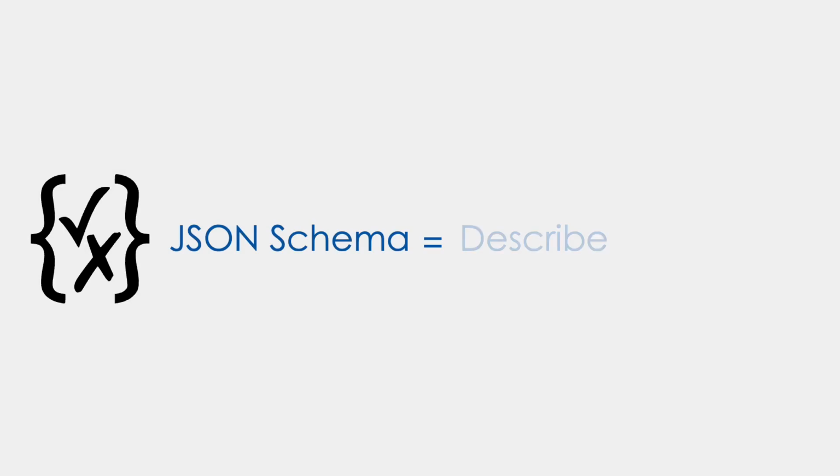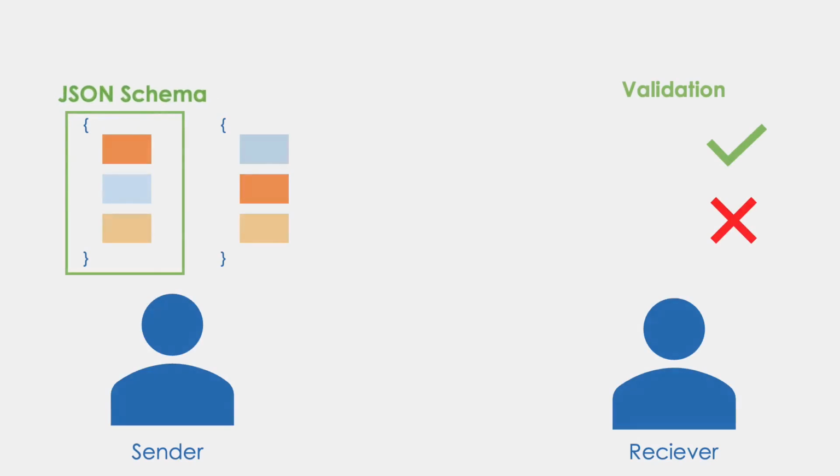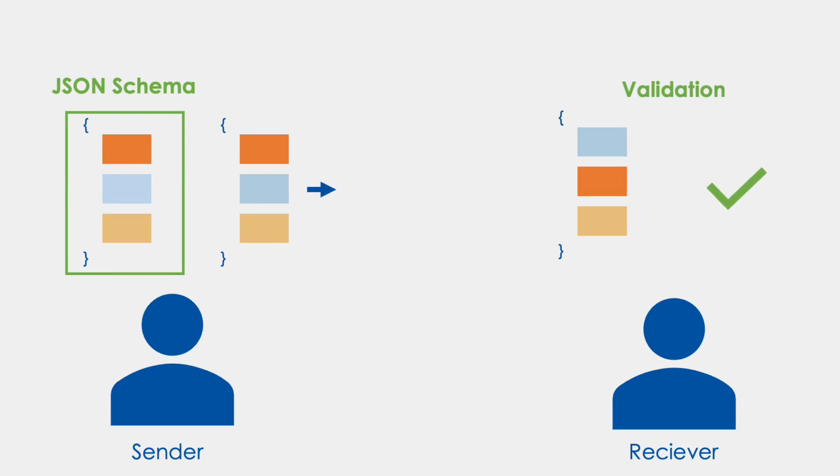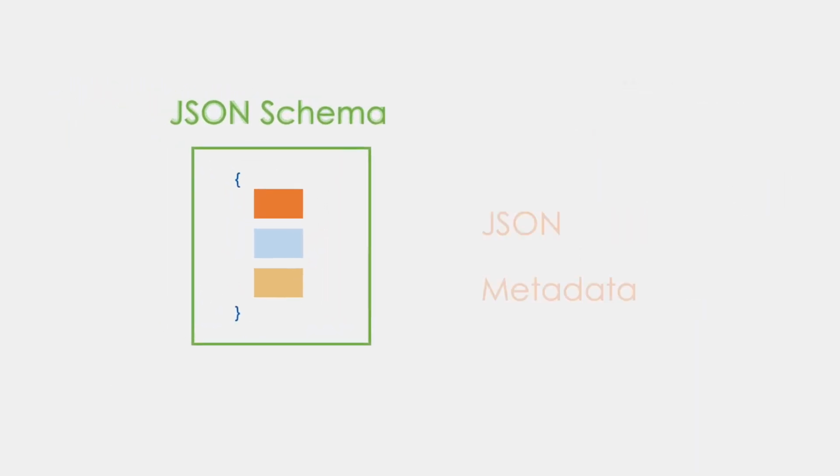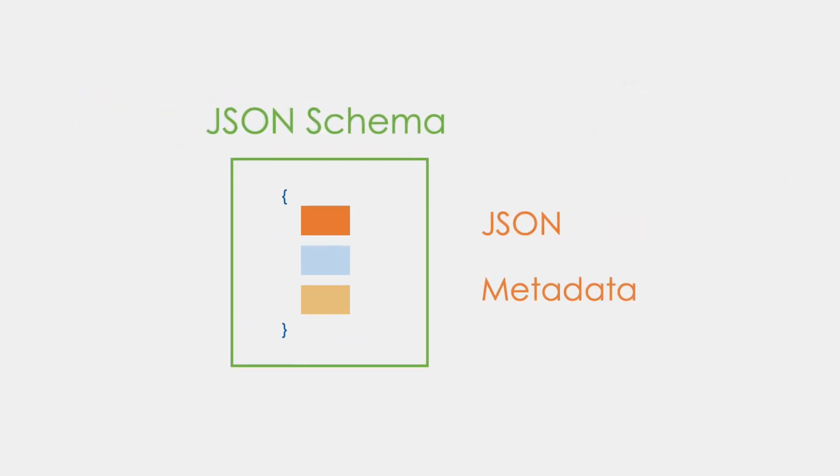JSON schema is a JSON document used to describe and validate how a JSON payload instance should look like. The main idea is to enable senders such as clients to understand how the request should be, and for the receiver to automatically validate the payloads. Although it is also a JSON, it is metadata and not part of the payloads.